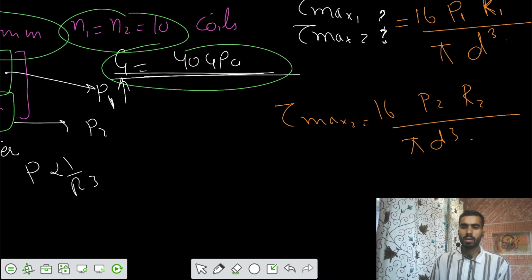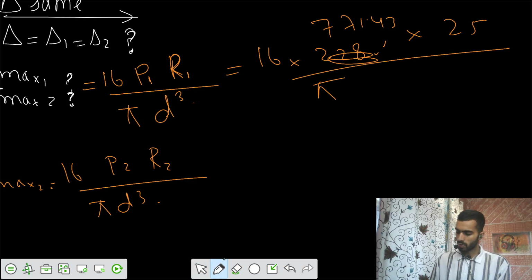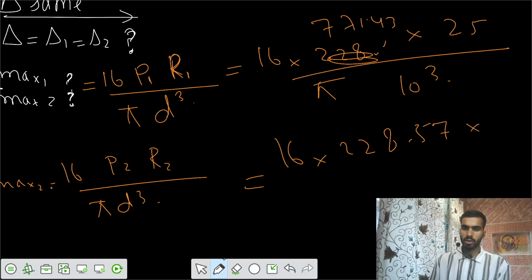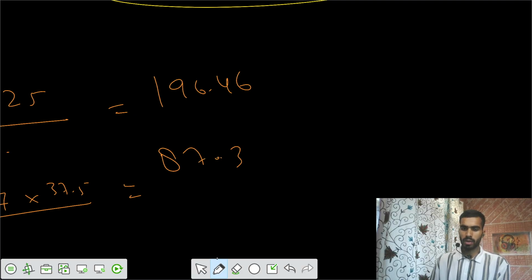So you can write that 771.43 and multiply of that R1 25 divided by pi, and diameter was your 10 millimeter, 10 cube. Accordingly, you can get tau 1, and similarly you can get tau 2 also. Some value of 5 into 57 into 37.5 divided by pi into 10 cube. So you can get the tau max1, tau max2. One value is your 196.46. This one is your 87.3 megapascal.